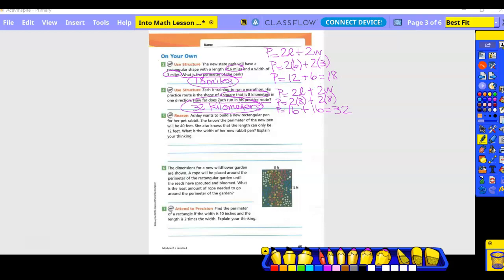Number 5, Ashley wants to build a new rectangular pen for her pet rabbit. She knows the perimeter of the new pen will be 40 feet. She also knows that the length can only be 12 feet. What is the width of the rabbit pen? Explain your thinking. So we're going to work this out, and then that will be our explanation. So once again, our formula for this lesson is what? P equals 2L plus 2W. So go ahead and write that.